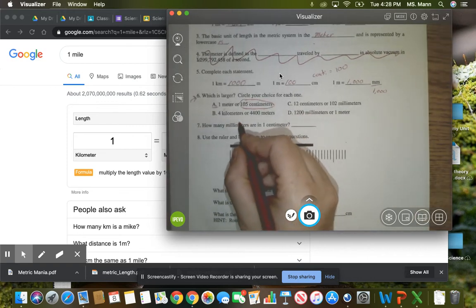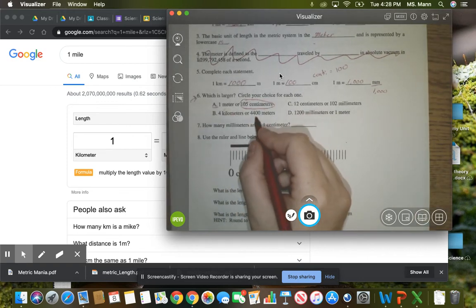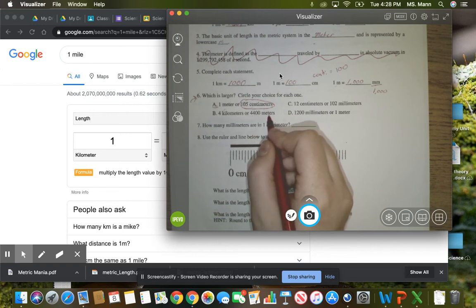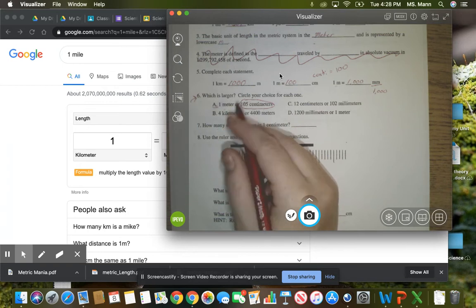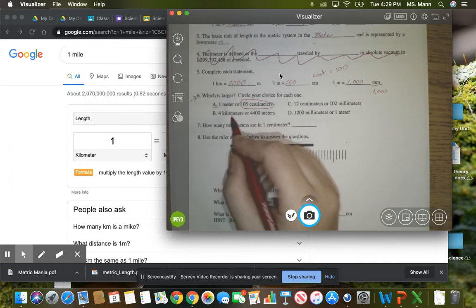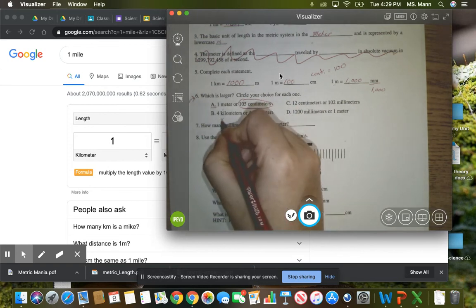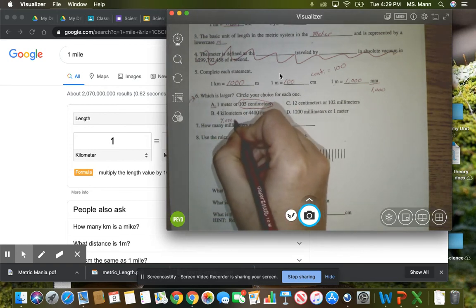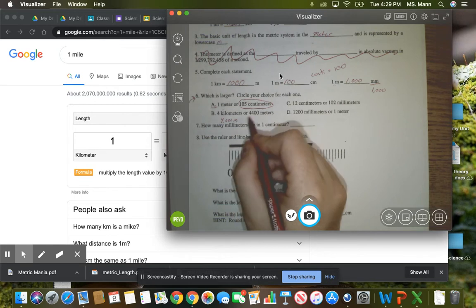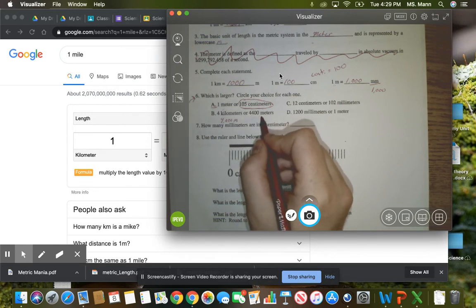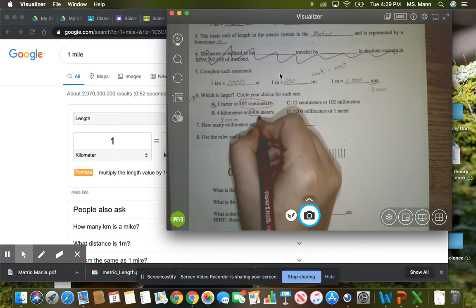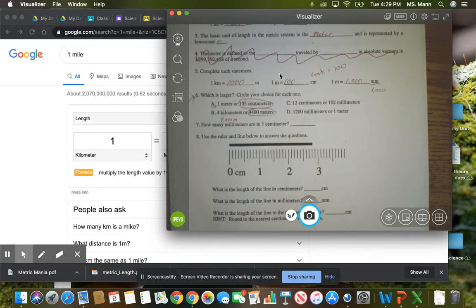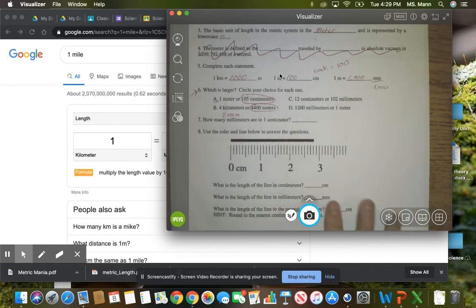Now let's go to B. We have 4 kilometers or 4,400 meters. We know a kilometer is 1,000 meters, so that would be the equivalent of 4,000 meters. And then here you have 4,400 meters. This is a bigger number than 4,000, so you're going to go ahead and circle that. You can do the other 2 on your own.